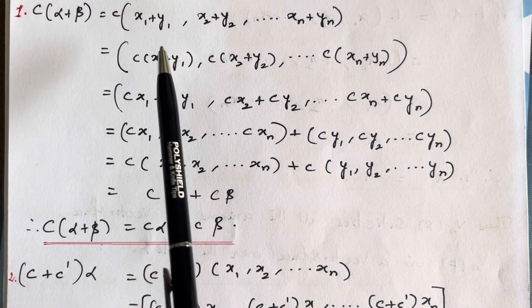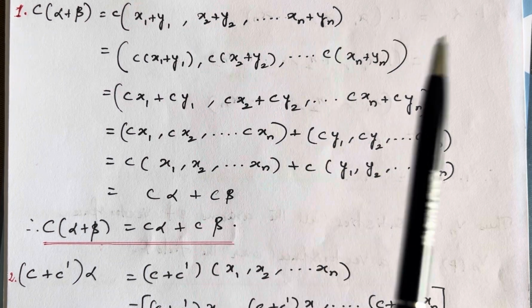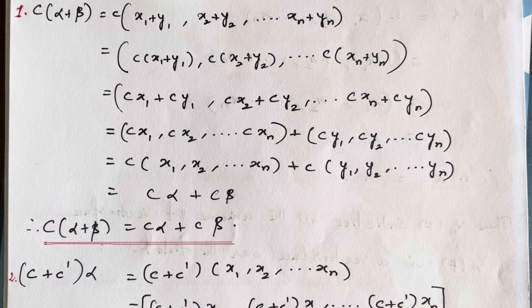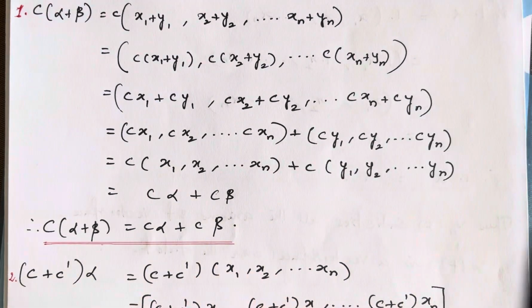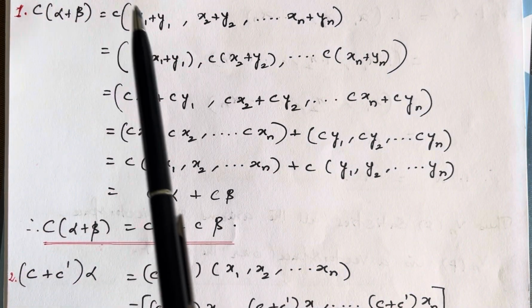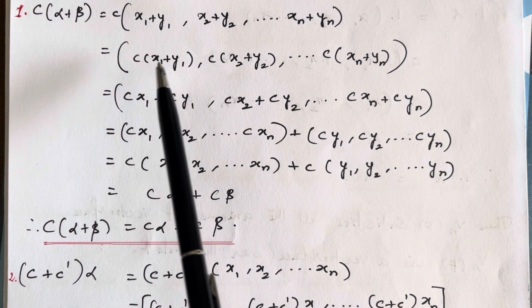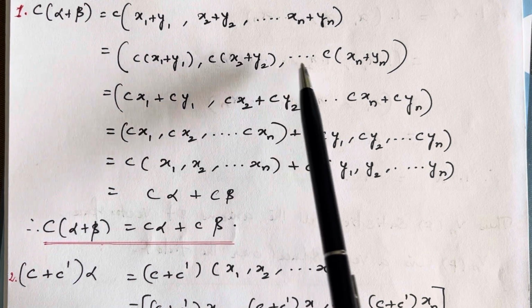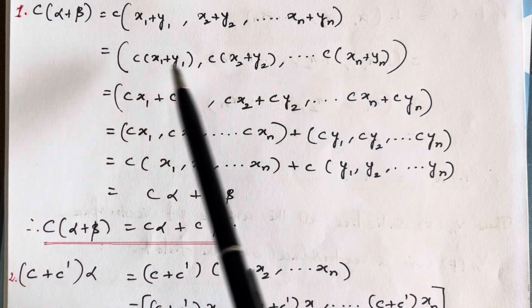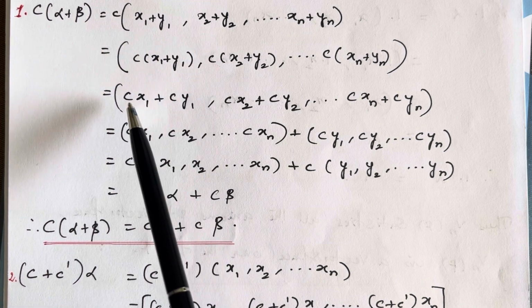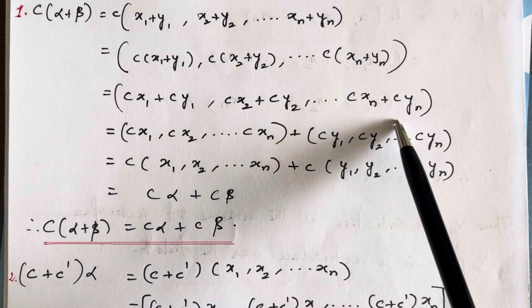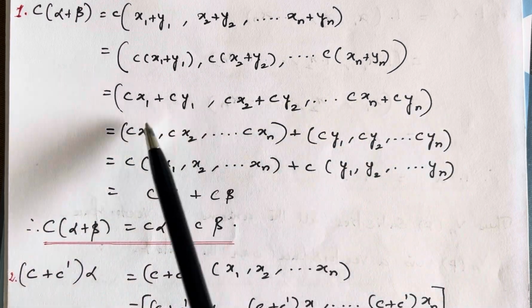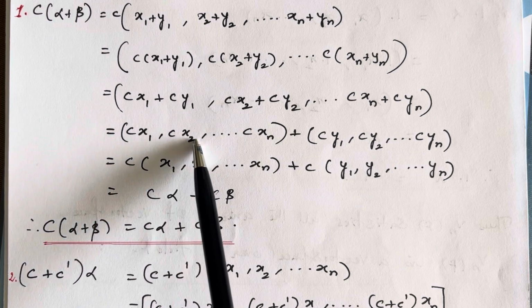So what is c into alpha plus beta? Alpha is x1, x2, etc., xn, and beta is y1, y2, etc., yn. Alpha plus beta means it is x1 plus y1, x2 plus y2, xn plus yn. So you have to multiply with a scalar c, so each component we multiply. That will become c into x1 plus y1, c into x2 plus y2, etc., c into xn plus yn. And this we can write as cx1 plus cy1, cx2 plus cy2, etc., cxn plus cyn.